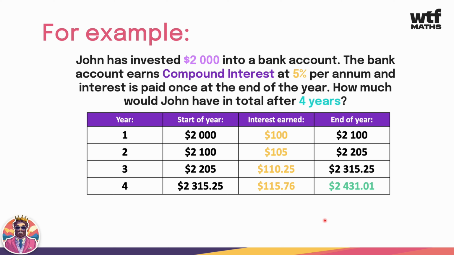So, to answer our question for John, he now has $2,431.01 total in his bank account after 4 years. Now, I think we can all agree that's a bit tedious, but this is how compound interest works. You earn interest, that interest gets added onto the principal for the next period, and then it gets calculated again.